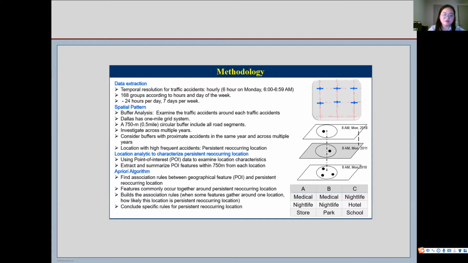Next, we analyze the location characteristics around dangerous locations. For the dangerous locations, we identify them as persistent recurring locations. We extract and summarize POI within each dangerous location, and we use the a priori algorithm to find the association rules between features and the location. So based on the rules, we could find out the features that appear together around persistent recurring locations, or when some features gather around one location, how likely this location is a dangerous location.